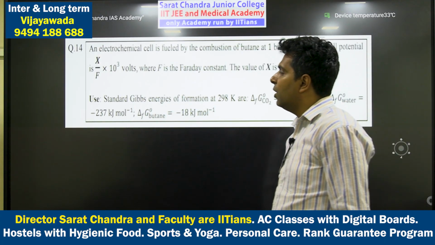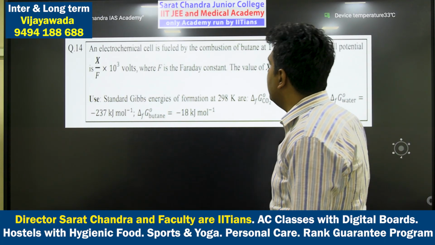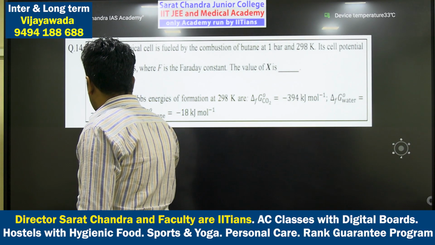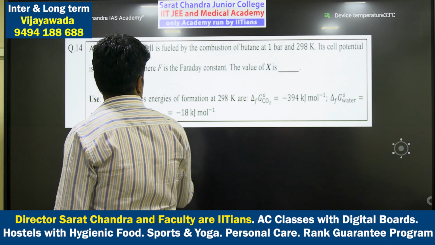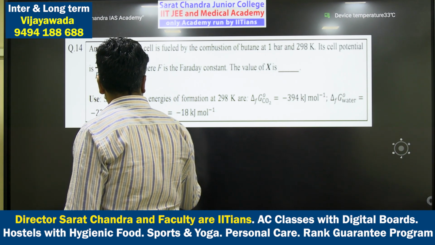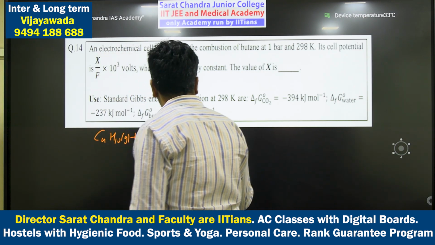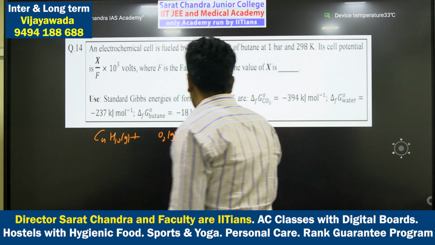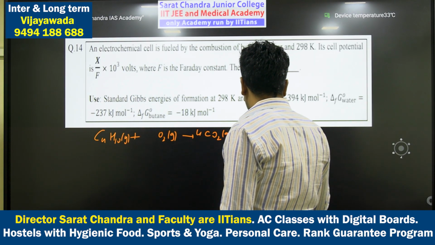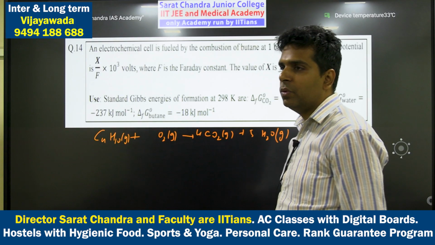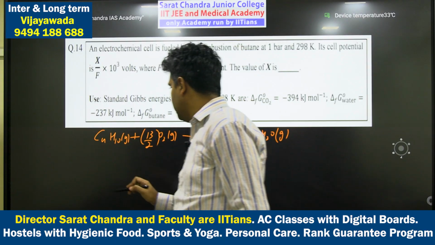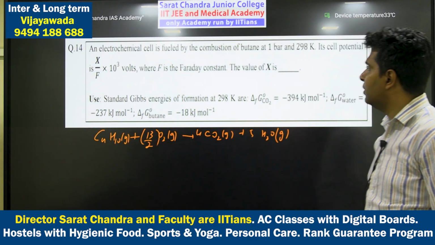Next question, question number 14. An electrochemical cell is fueled by combustion of butane. So combustion of butane, butane is C4H10. The pressure is 1 bar. CO2, 4 CO2 and 5 H2O. So 4 plus 5 by 2, that is 8 plus 5, 13 by 2. So the moles of oxygen is 13 by 2 for this combustion.